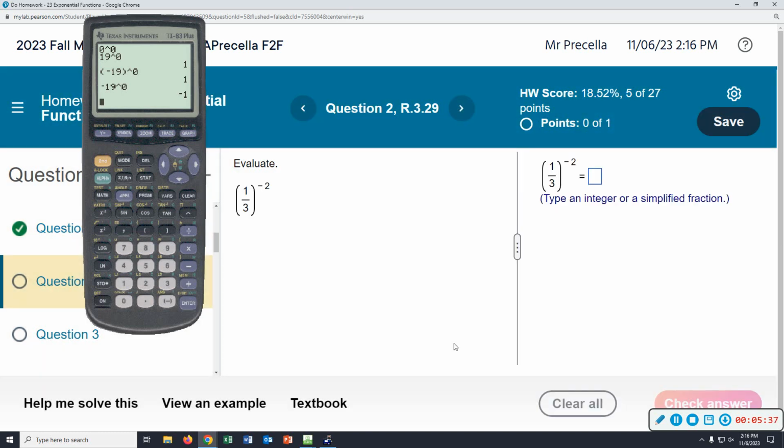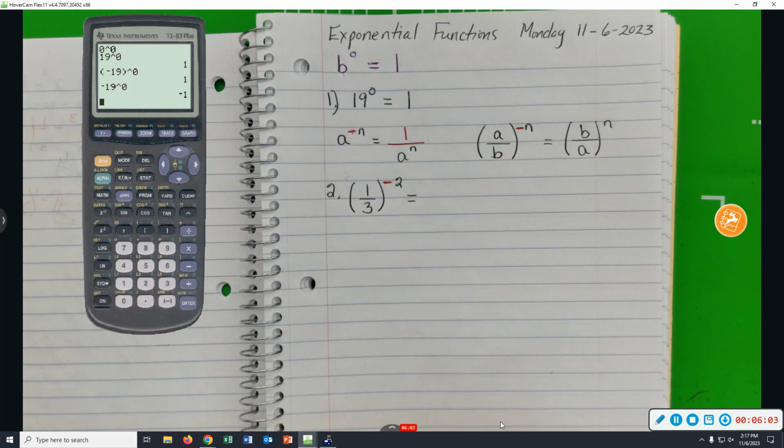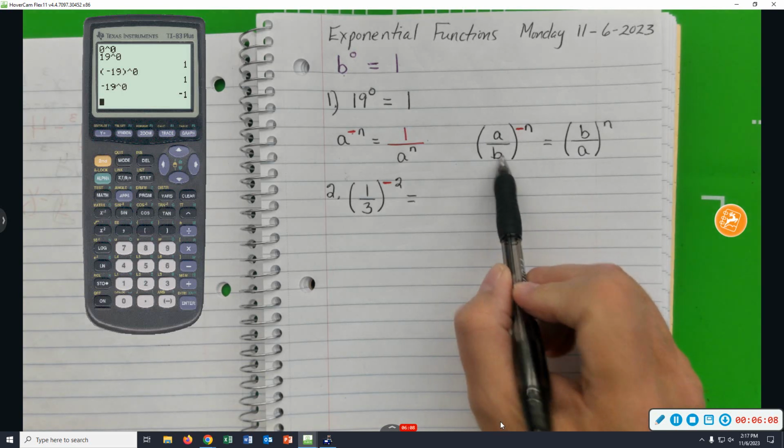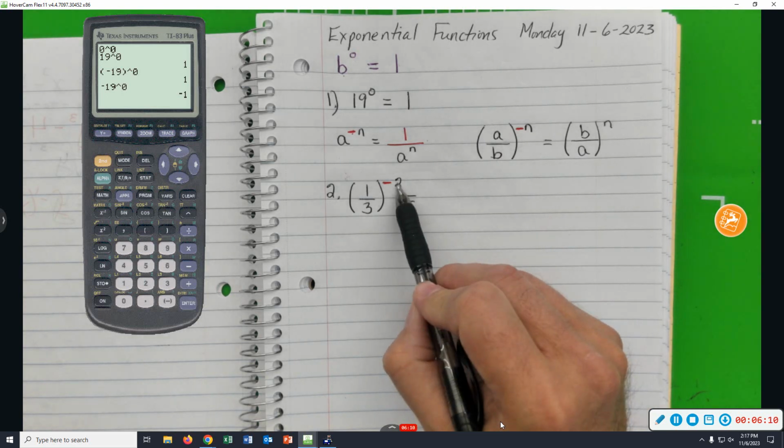One-third to the negative 2 power. Well, this is the rule we'd be looking at now, because we have a fraction raised to a negative power. So to raise a fraction to a negative power, you... Okay, so this is the rule we'd be looking at, because we have a fraction to a negative power.